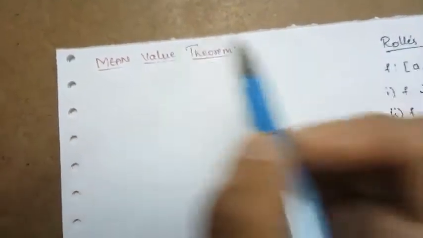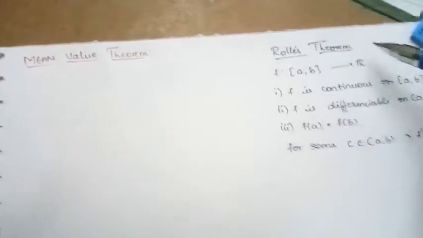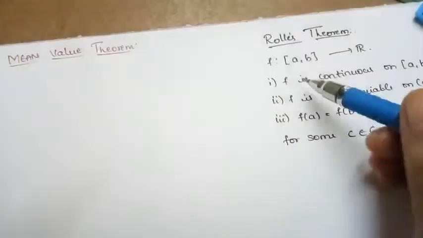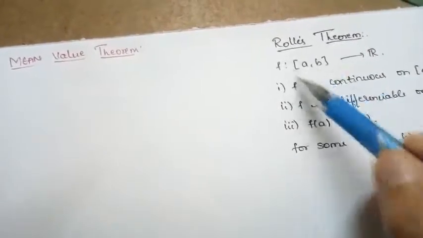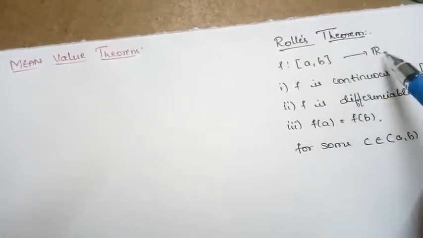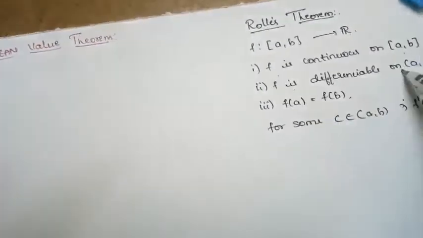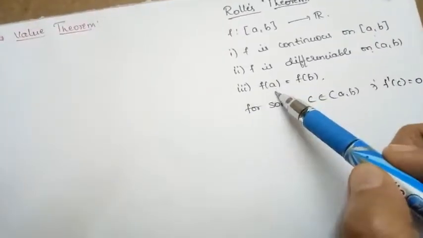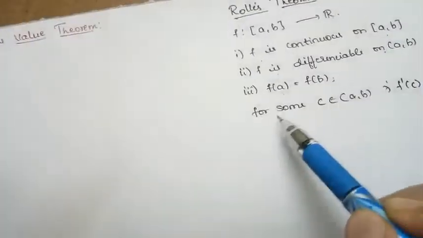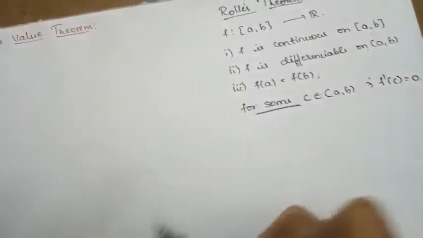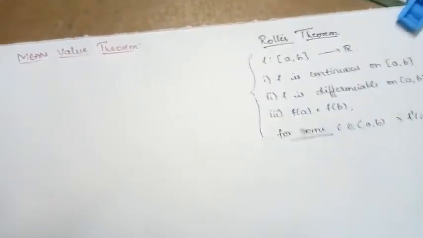So the next is the mean value theorem. We have just come across Rolle's theorem. So this is what Rolle's theorem is saying: f is a function which is continuous on a closed interval a comma b to R, and f is differentiable on the open interval a comma b, and f of a is equal to f of b, then for some c belonging to a comma b, f dash of c is equal to 0. So this is what Rolle's theorem is saying.